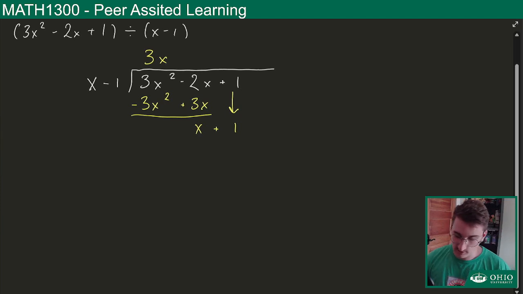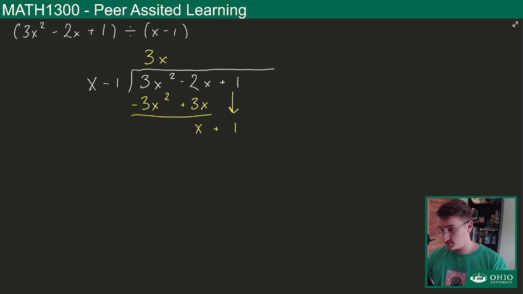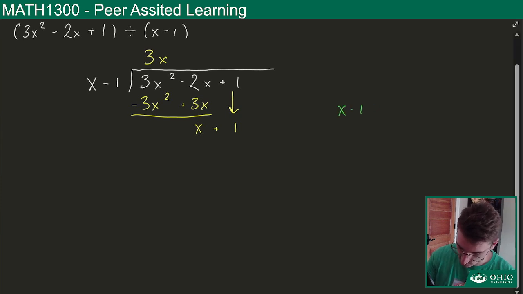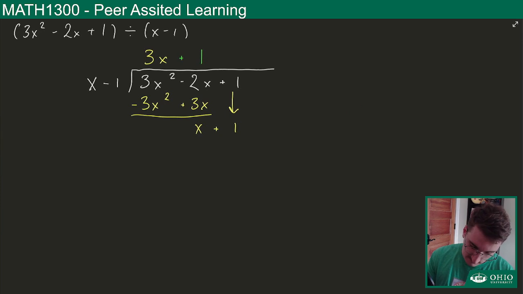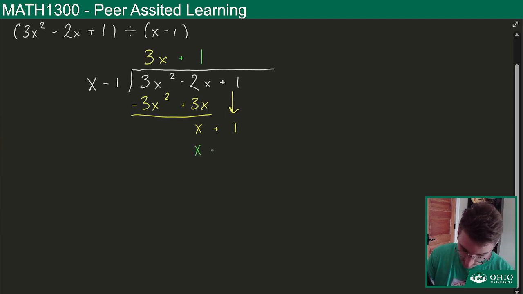Let me actually switch colors here, because now we're going to repeat the process over again. So I'm going to ask myself, what times x gets me to x? Well, it's just going to be 1. So x times 1 equals x. I know that scratch work is not very exciting, but you can write down the plus 1 on the top bar because the 1 we're multiplying is positive. And then this 1 we're going to multiply by the entire quantity of x minus 1, and that will get us x minus 1.